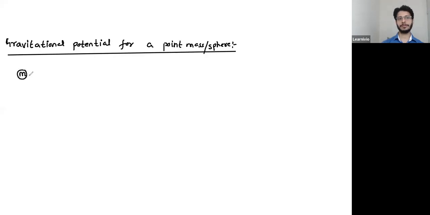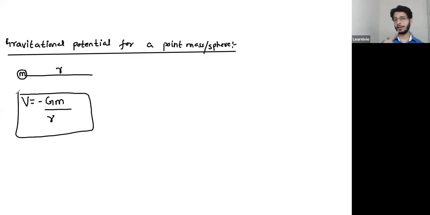you have a mass m, and you're supposed to calculate potential at a separation r. So at a separation r, the expression of potential is minus GM by r. In field, it was GM by r squared, but here it's minus GM by r. This is gravitational potential for a point mass or for a sphere. This negative sign again shows that the force is attractive.